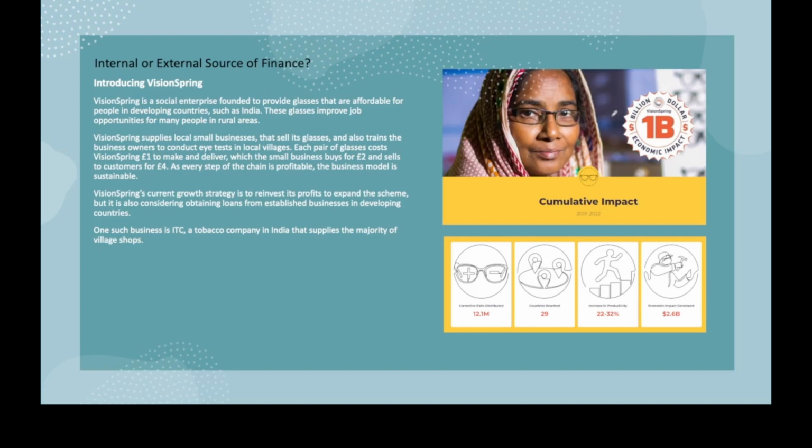Okay, so this is a past paper question, and I've just put some pictures from VisionSpring's website. Lovely charity, actually.